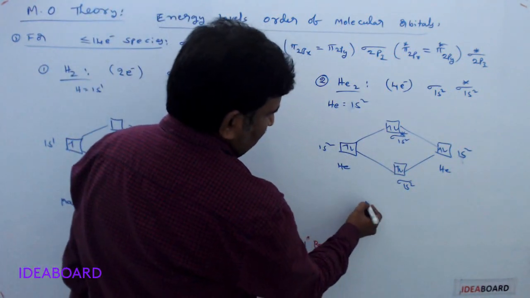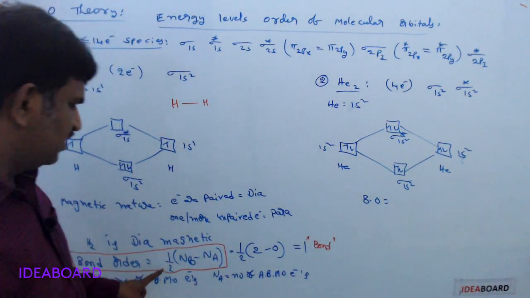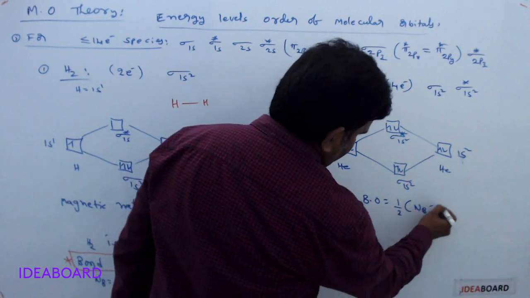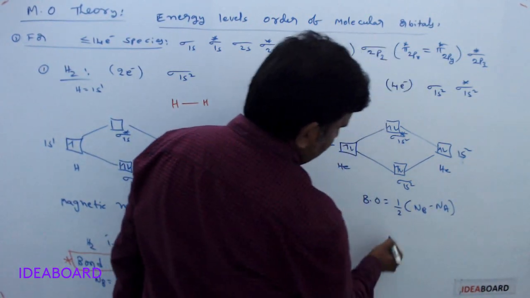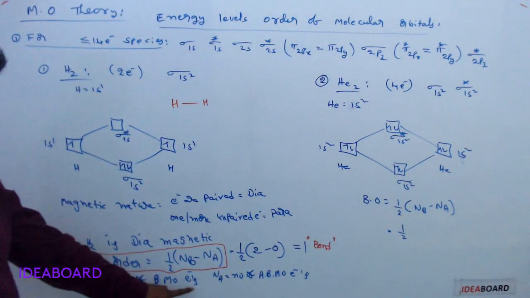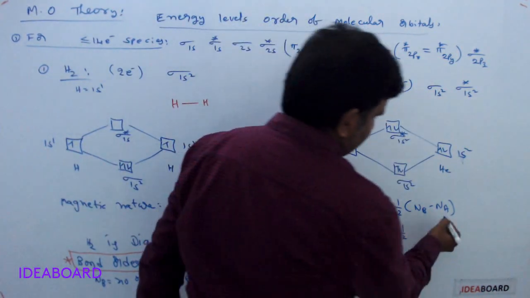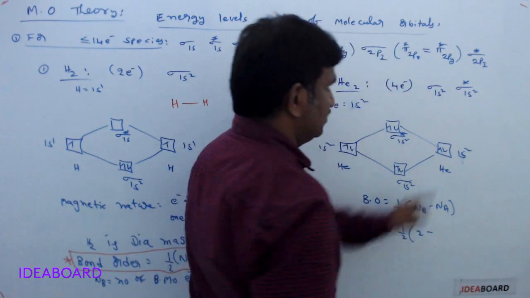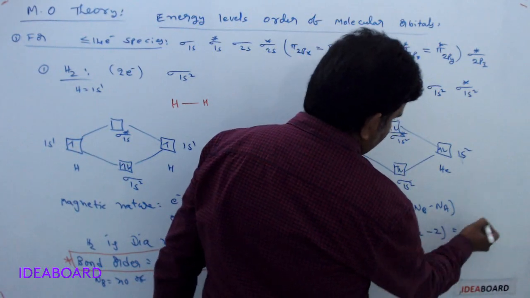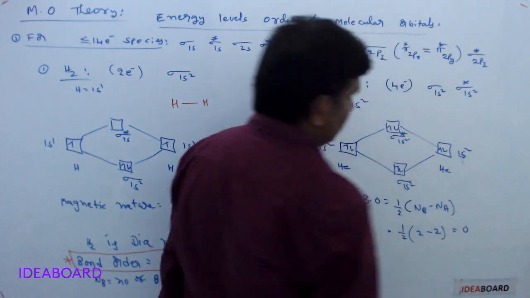Here, tell me the bond order for this. What is the bond order? I gave the formula half into Nb minus Na. Here, Nb means the number of bonding molecular orbital electrons. How many bonding molecular orbital electrons are there? 2. So half into 2 minus the anti-bonding molecular orbital electrons, which is 2. So how much will you get? 0. Here we get 0.